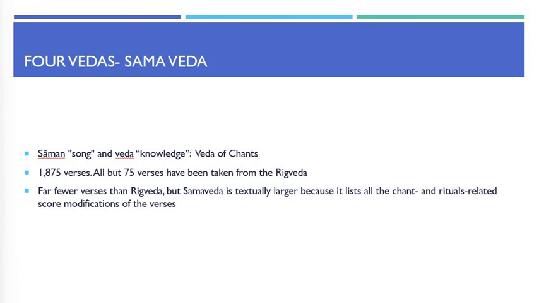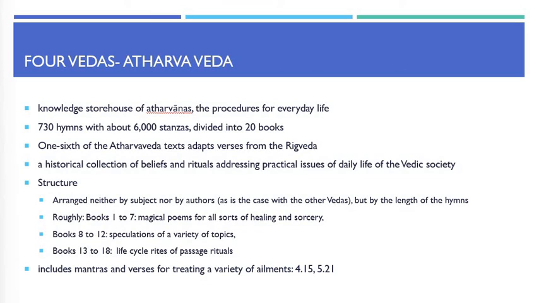The last Veda is the Atharva Veda. It is the knowledge storehouse of the Atharvanas, the procedures for everyday life. Atharva Veda has 730 hymns with about 6,000 stanzas divided into 20 books. 1/6 of the Atharva Veda texts adapt verses from the Rig Veda. Atharva Veda is a historical collection of beliefs and rituals addressing practical issues of the daily life of the Vedic society. It is arranged neither by subject nor by authors, as in the case of other Vedas, but by the length of the hymns.